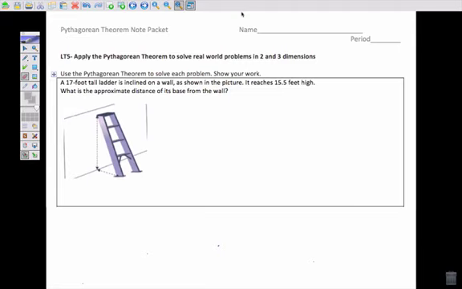Okay, LT5 is apply the Pythagorean theorem to solve real-world problems in 2 and 3 dimensions. And in this video, we're just going to be looking at 2 dimensions. And later on in the unit, we'll look at some stuff with 3 dimensions.